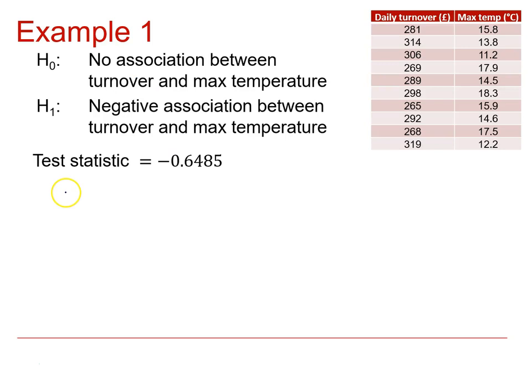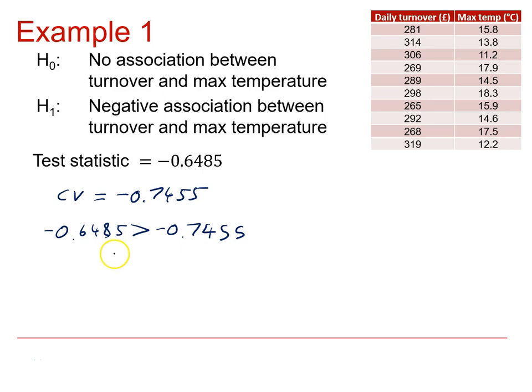So to finish off our test, the critical value is equal to minus 0.7455. The test statistic, minus 0.6485, is greater than this critical value. So it is not significant. So we do not reject H0. Alternatively, we could write that as accepting H0.